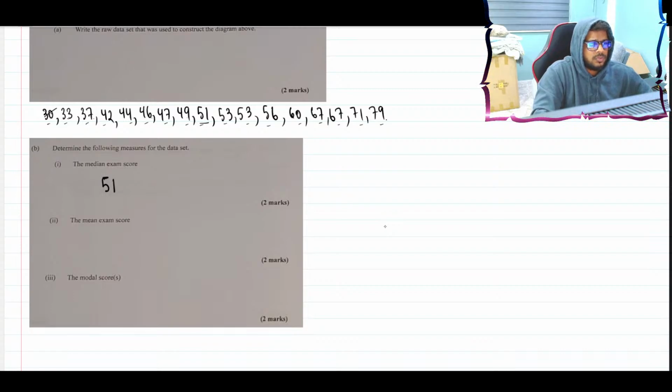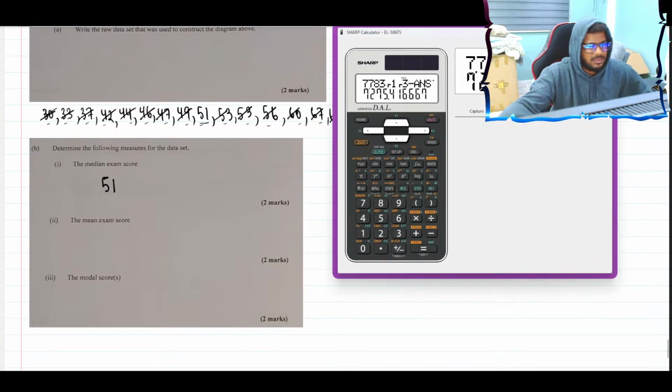Alright, so if you want to show it, you cancel first with last, first with last, and so on. That is the median. The mean exam score, we're going to add up all the scores and divide by 17.